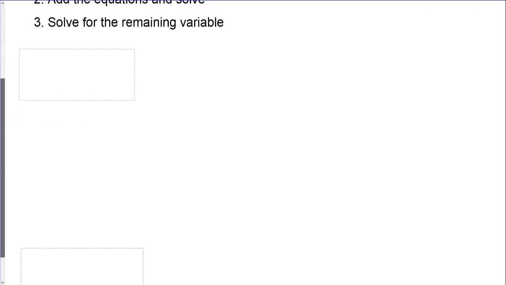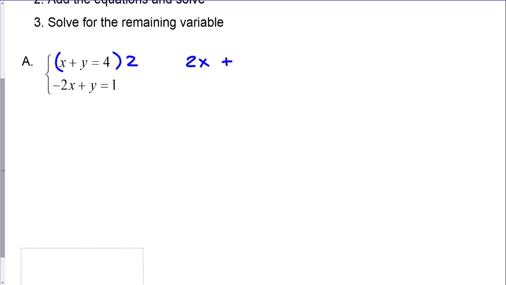For small linear systems, this is generally a little bit faster than the substitution method. And for me, it is my preferred method. Now, I want to choose one of the equations to multiply it by a constant so that when I add it to the next equation, I get a variable to cancel out. For instance, I'm going to take the top equation and multiply it by 2.